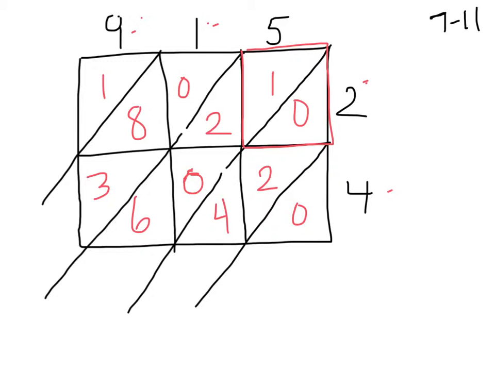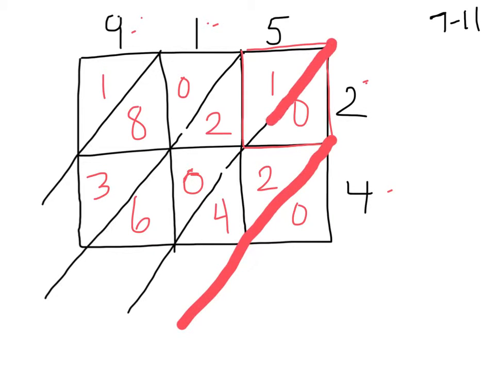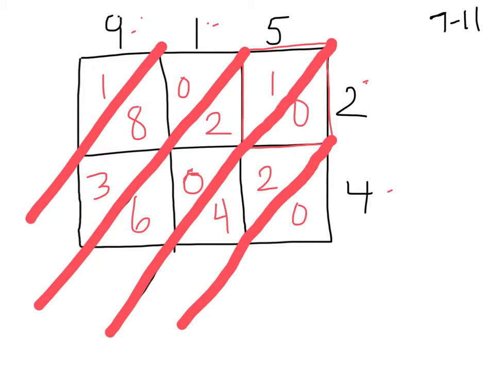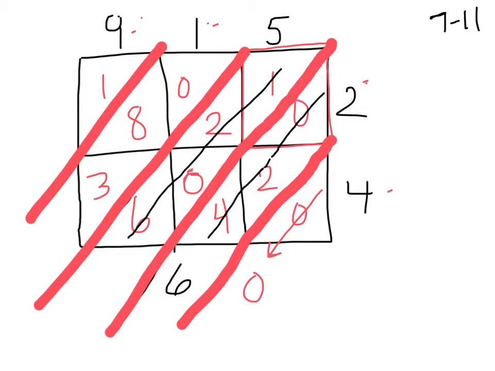Now, remember, we're going straight down the lattice, down the lines, diagonally straight, I should say. So if we go this way, we have 0. 0 plus 2 plus 4 is 6. 1 plus 2 plus 6 is 9. And 8 plus 3 is 11. 1 plus 1 is 2.